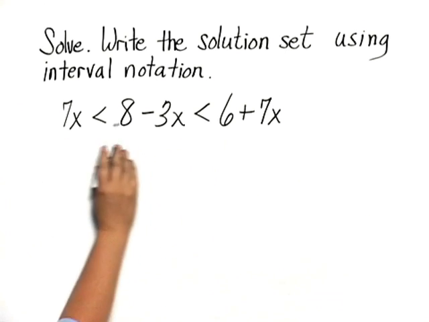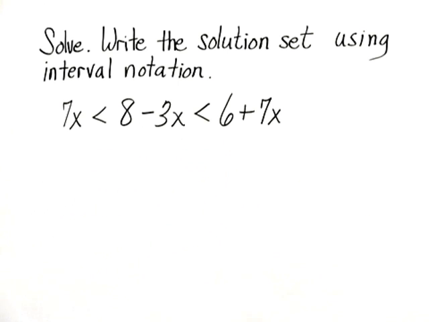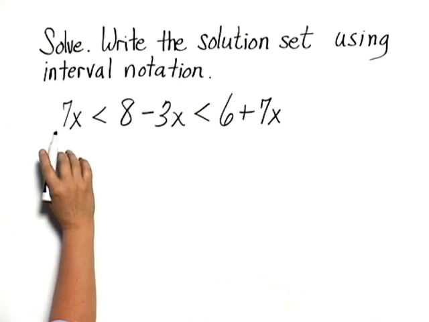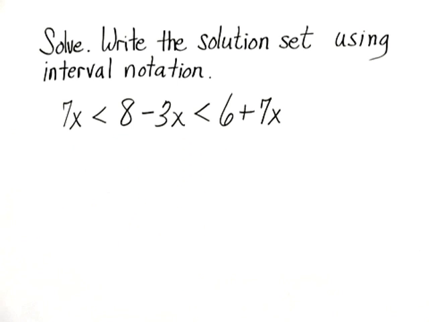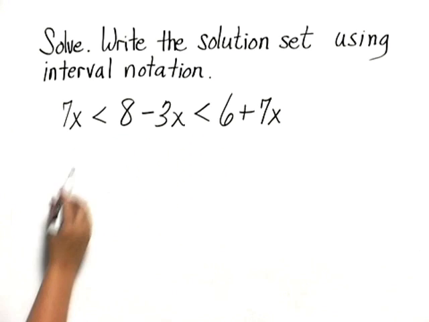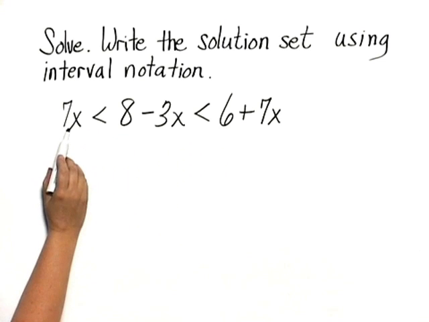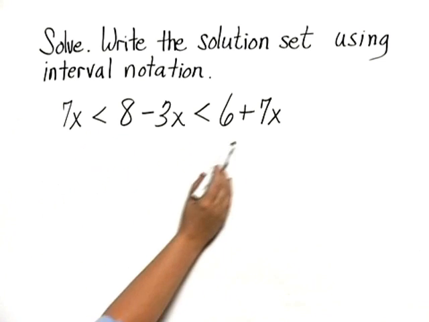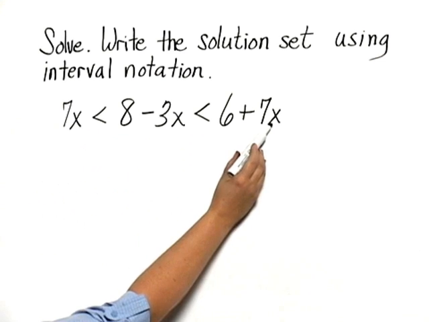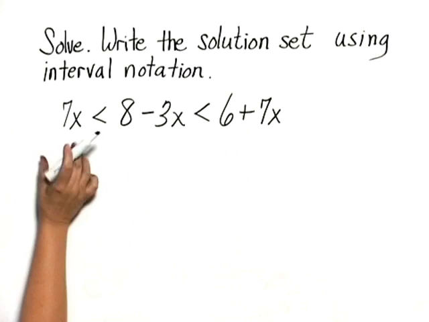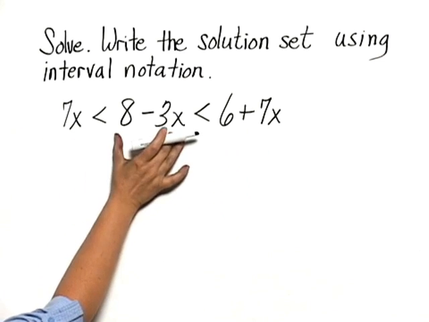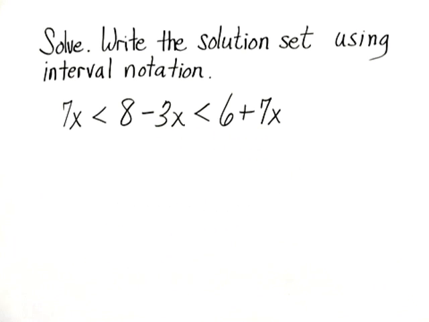We actually have 3 parts to this inequality, and it turns out that we can add the same thing to all 3 parts, just like we would add the same thing to two parts or 2 sides of an inequality with just one symbol. So for example, I have a 7x here and I have a 7x here. So I can subtract 7x from this section and this section and this section and have an equivalent inequality.